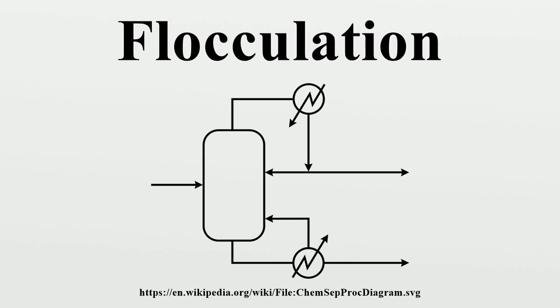Applications: surface chemistry and colloid chemistry. Flocculation refers to the process by which fine particulates are caused to clump together into a floc. The floc may then float to the top of the liquid, settle to the bottom of the liquid, or be readily filtered from the liquid.